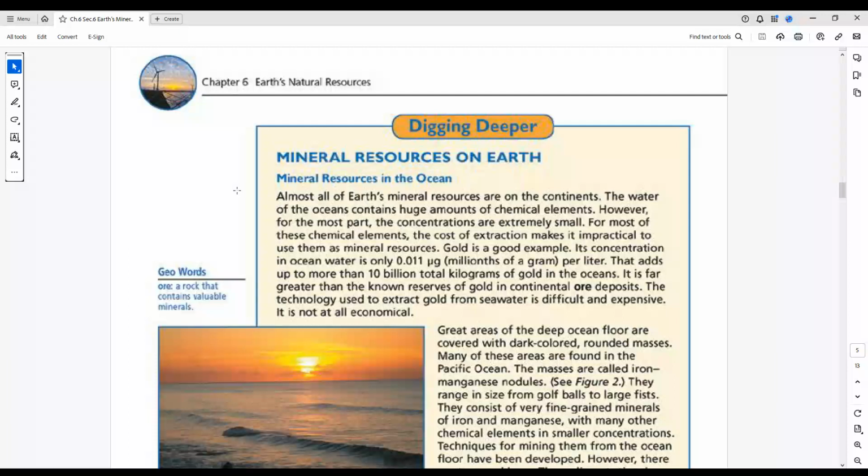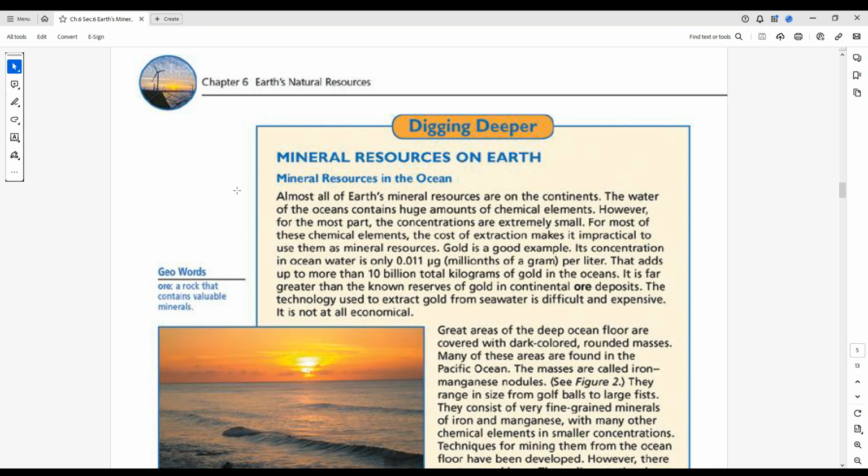Earth Science, Chapter 6, Section 6, Mineral Resources on Earth. Digging deeper. Mineral resources on Earth. Mineral resources in the ocean.